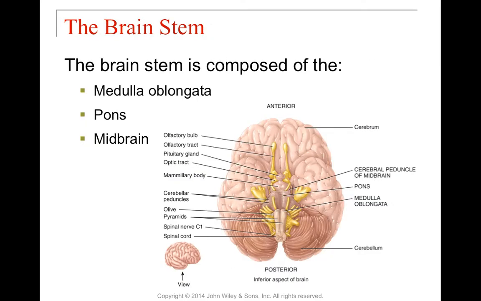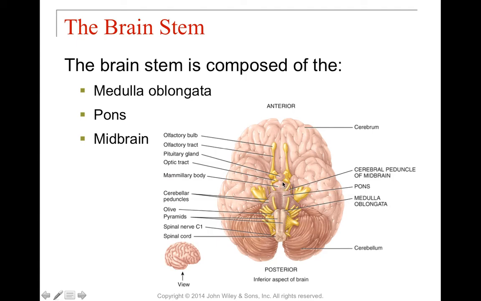Oh, sorry. So let's talk about the brainstem for a second. The brainstem is comprised of 3 different major sections. It's going to include the medulla oblongata, the pons, and the midbrain. So what do they look like? Here's our medulla oblongata. And then here is the pons. And then here is one of the peduncles of the midbrain. So here's the midbrain right there.